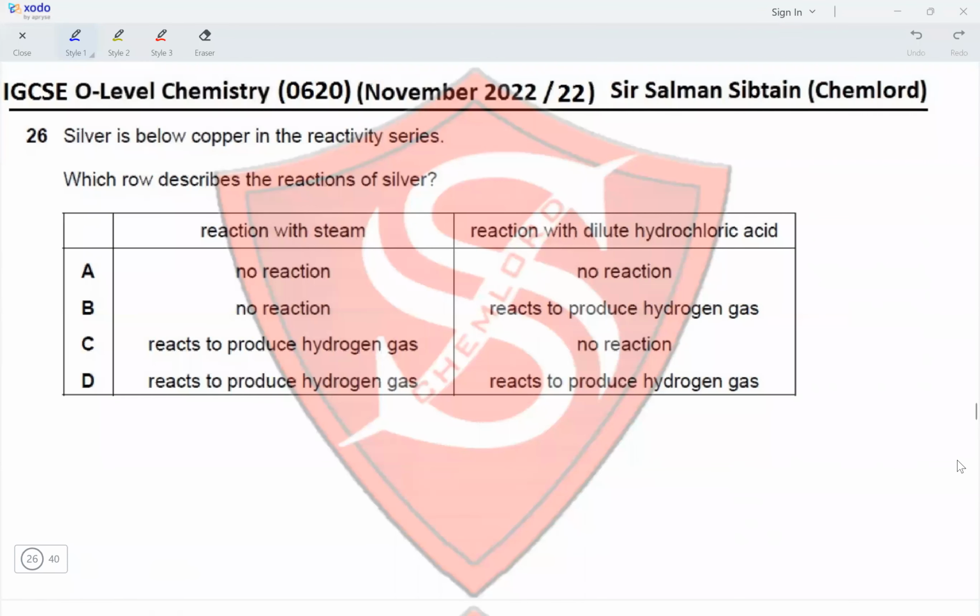Question 26. Silver is below copper in the reactivity series. Which row describes the reactions of silver? So reaction with steam, silver will not react with steam. This eliminates options C and D. This is because silver is less reactive than hydrogen. And reaction with dilute hydrochloric acid, silver will not react with dilute hydrochloric acid, eliminating option B, making option A the correct option for this question.